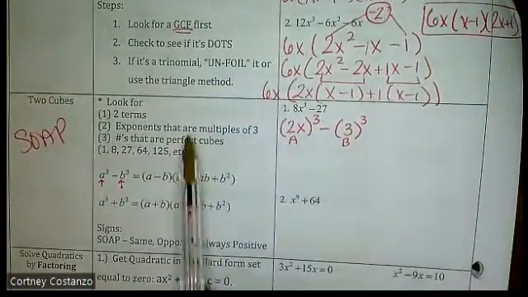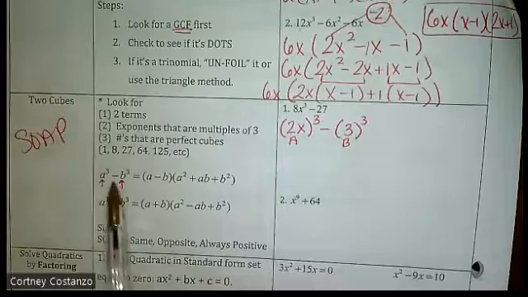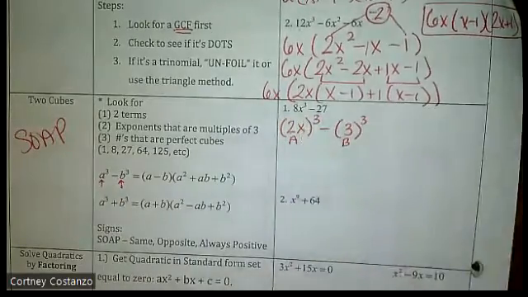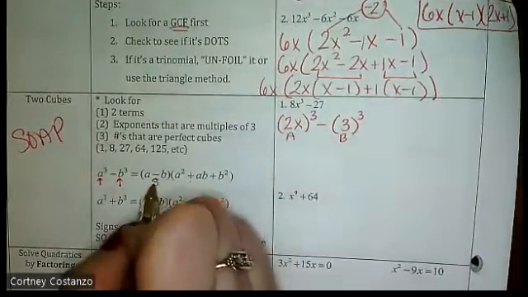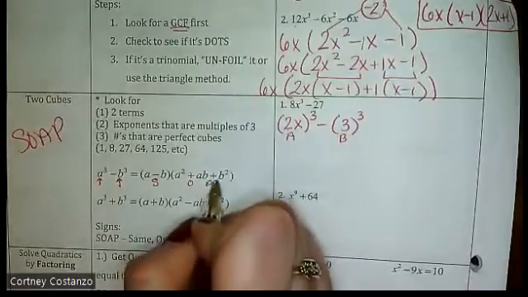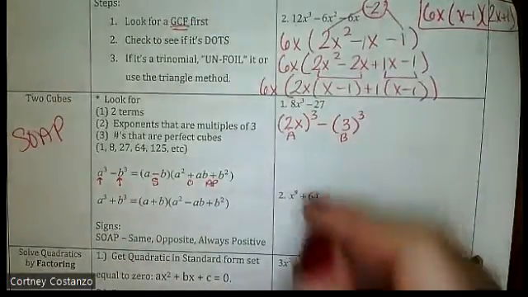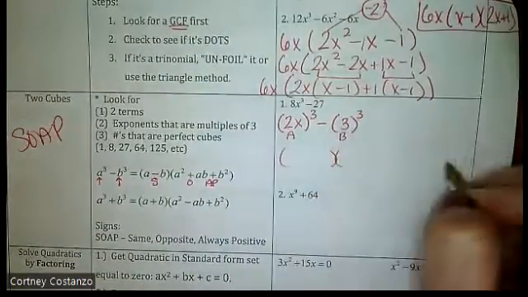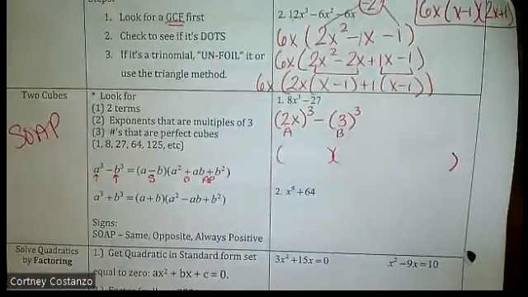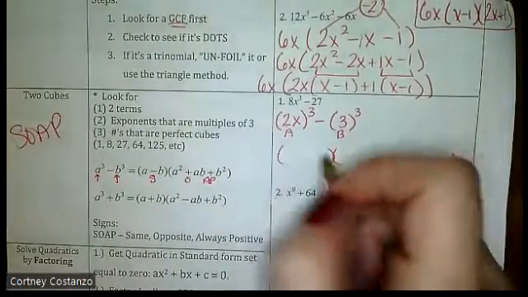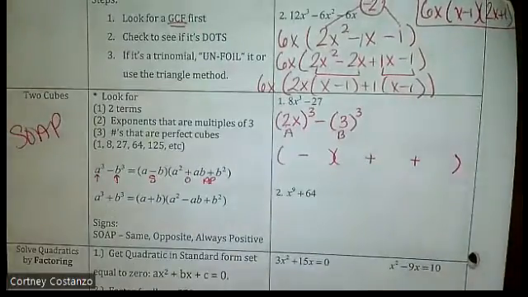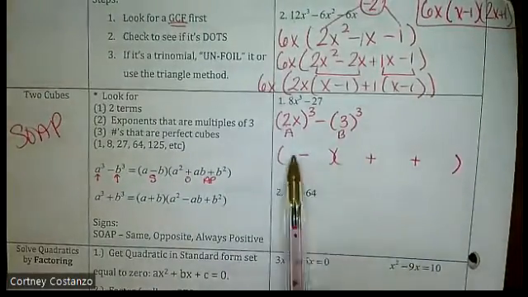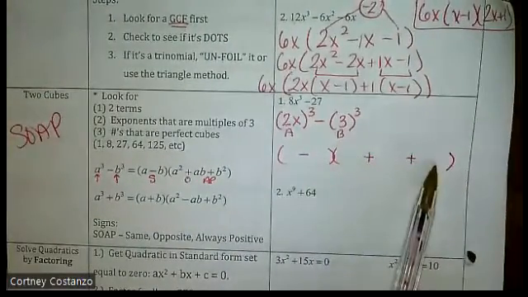So if you look at the order, the reason why we call it SOAP is because if the original problem has a subtraction sign, it's same sign, opposite sign, always positive. So this breaks down into a binomial times a trinomial. I like to prep the space. Same sign, opposite sign, always positive. I put those in first because then I know where I need to fill in.